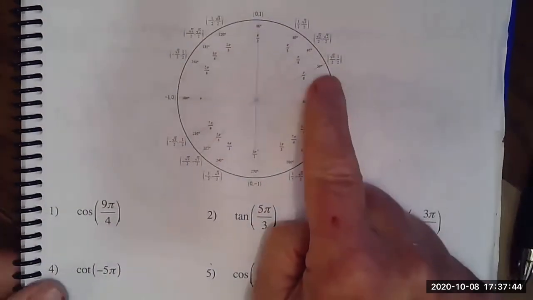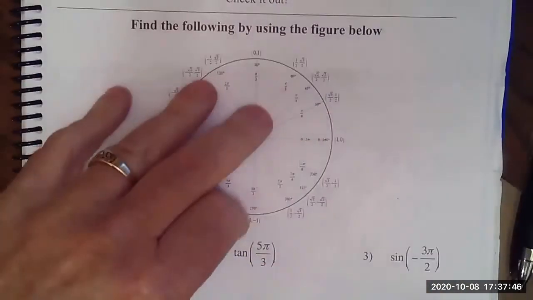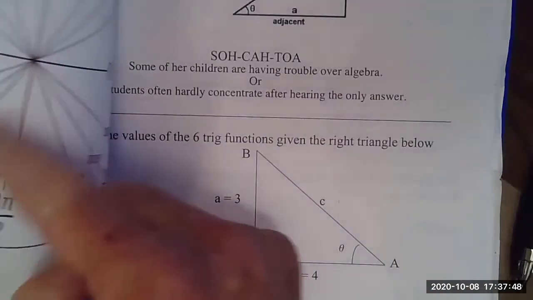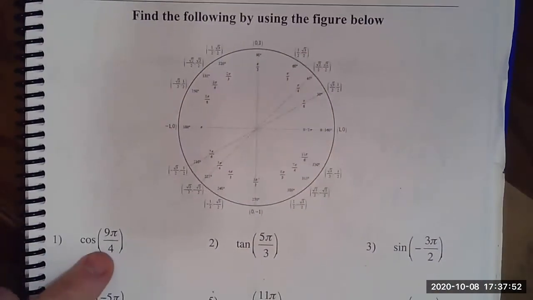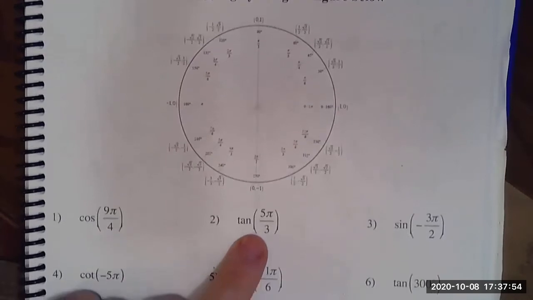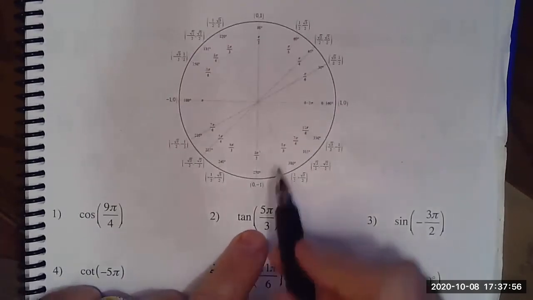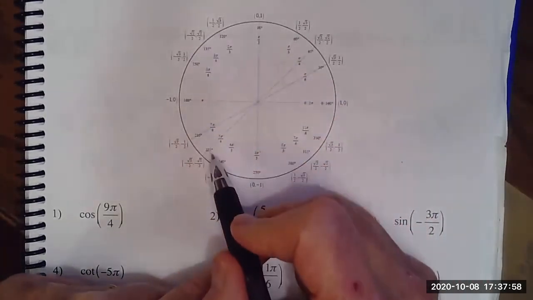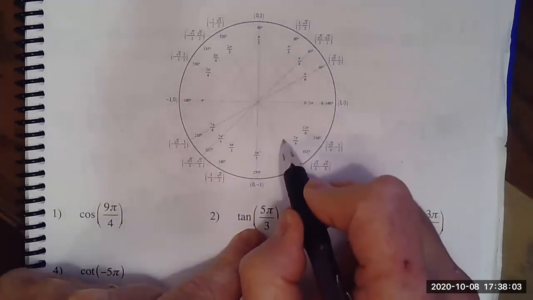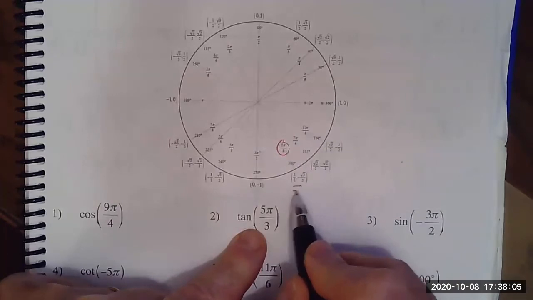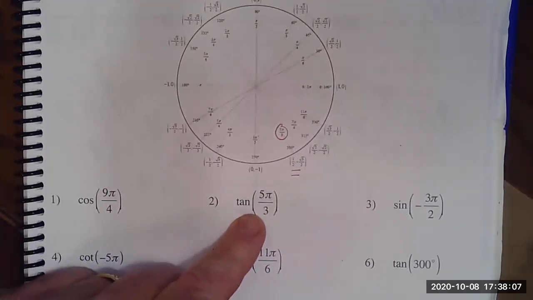You'll see ordered pairs at the edge. Now there's another better picture on this side if you need it. But the unit circle, I'll try to find out. Let's do this one first: 5 pi over 3. I'm looking for 5 pi over 3 right here. That would be right here. So that ordered pair is what I just underlined.